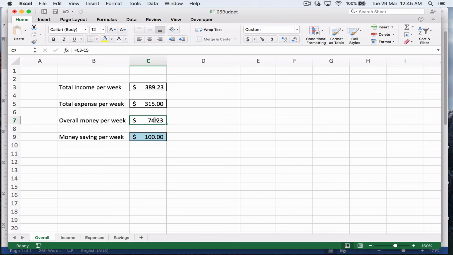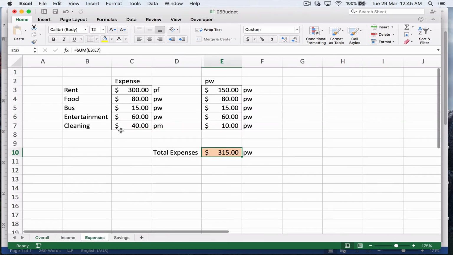Okay. Overall money per week. So here, basically, take this, right? So I want equals income, take away expenses, and we get $74. Right, I only earn $74. So that's including the fact that I've got some entertainment budgeted in, and we can go and change that now.